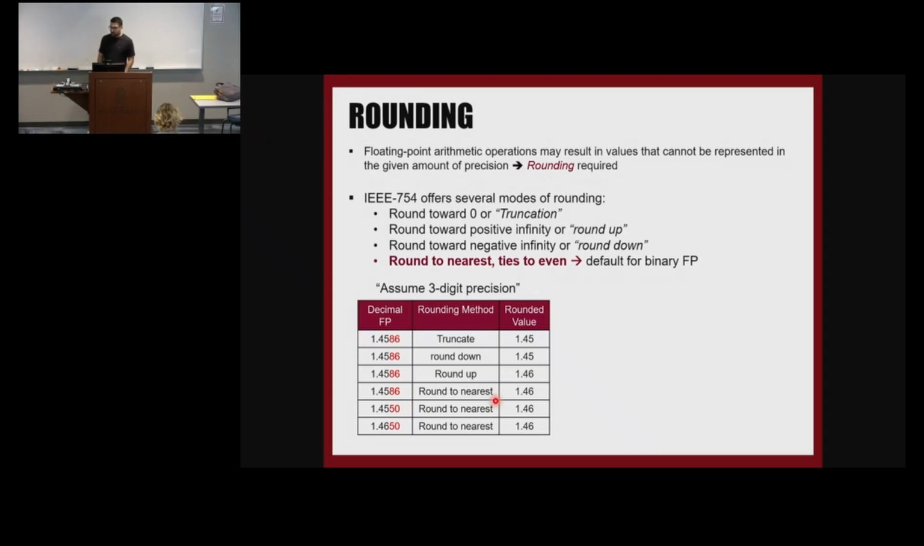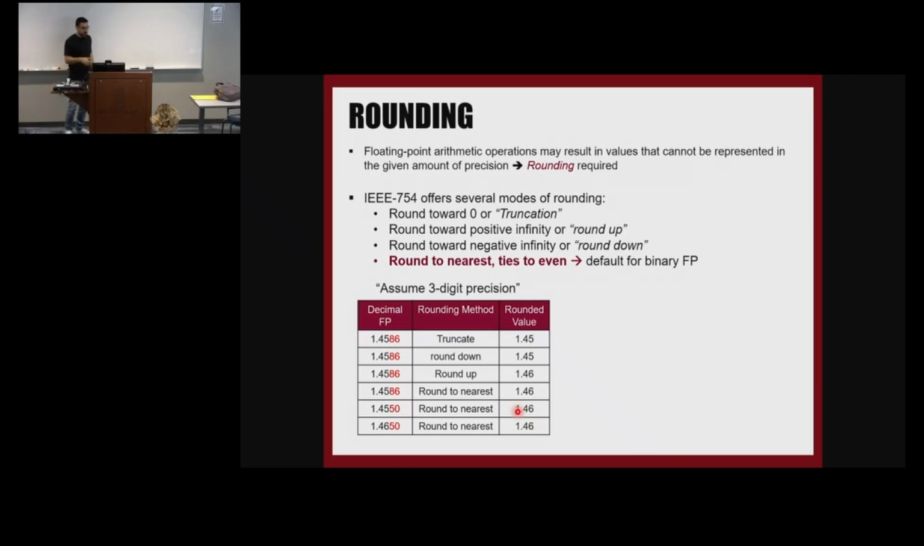Now there's a case where we have a tie. This case is what we can see here. It's 1.4550. When we have a 50, it's at the middle point, so we can't really say if it's closer to 1.45 or 1.46. In the case of round to nearest ties to even, it says if it ties, then we change this bit that we can show to an even number. So this can either become 1.45 or 1.46. Because it's a tie, it's going to be rounded to 1.46.